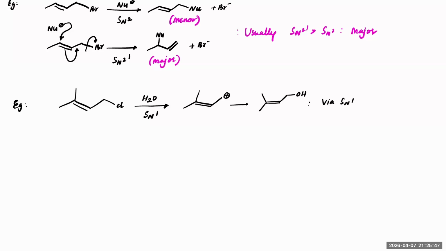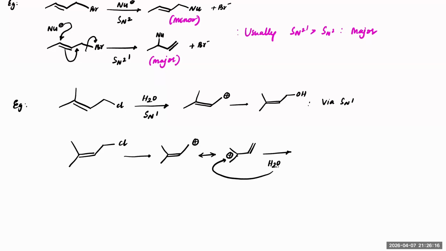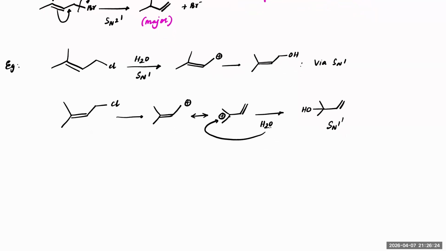But in case you have chlorine here instead, the carbocation first forms here the way it was supposed to form, and then due to resonance the double bond gets shifted onto this position, the positive charge comes there, and once the positive charge comes, water attacks on this side, and we will get a product like this with OH. So this is called SN1 prime.